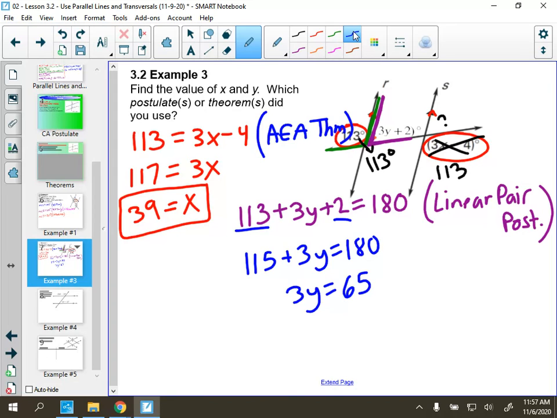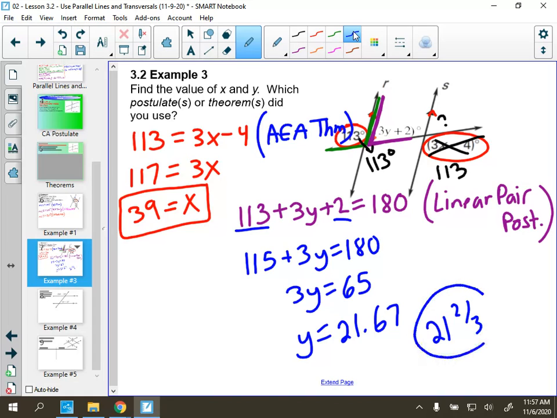It always makes me leery, and I know you guys do the same thing, that when something doesn't work out nicely, you're like, something screwed up. No, I think it's okay. I mean, it's not a beautiful number. My calculator says 21.666667, which we can just say 21.67 if we want to round it, or 21 and 2/3. I'm not going to be super picky with something like that. It's more, hey, do we see the setup? Can I justify it? All right, so I think we're okay there. Y equals 21 and 2/3. Whatever, it is what it is.